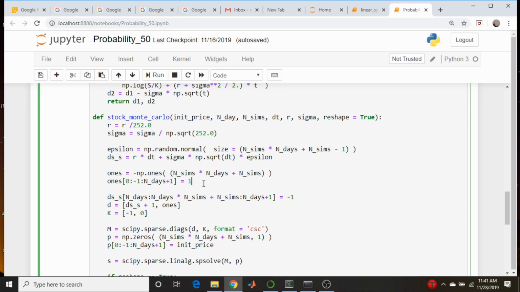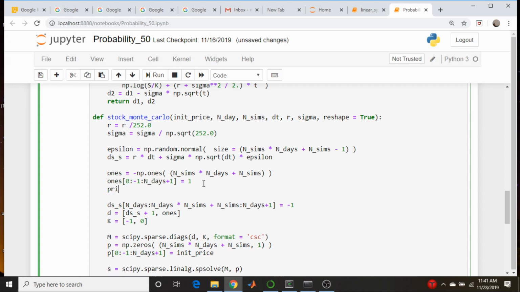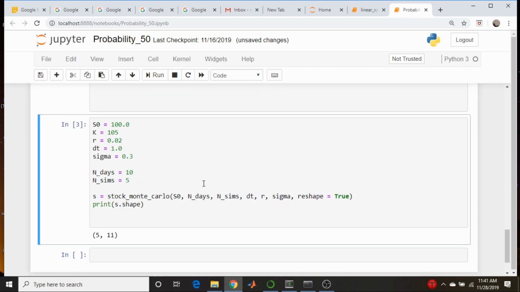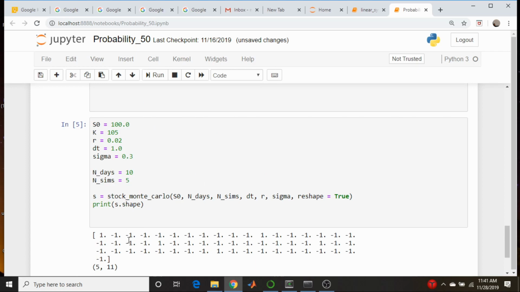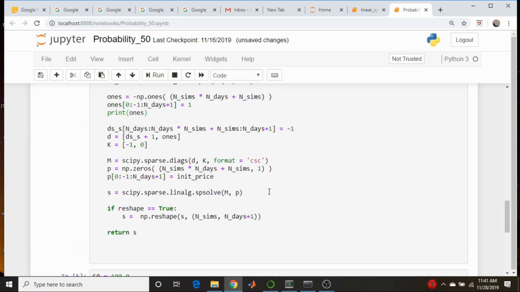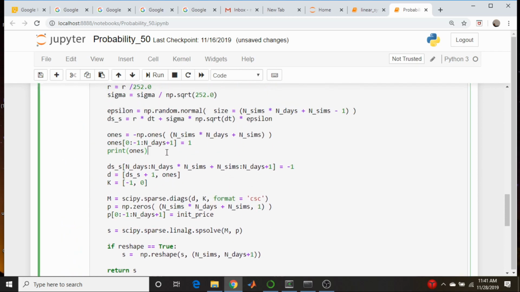So if we print out ones here, run that, you notice that our first element is set to 1. They're all minus 1s, minus 1s, minus 1s, minus 1s, and then we get to another plus 1, and so on as we go through that. So let's go back here and get rid of this print statement.